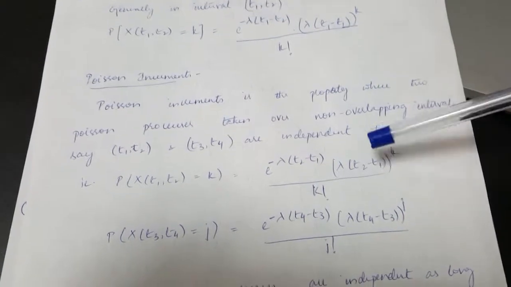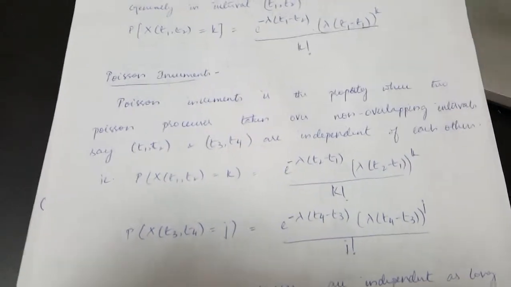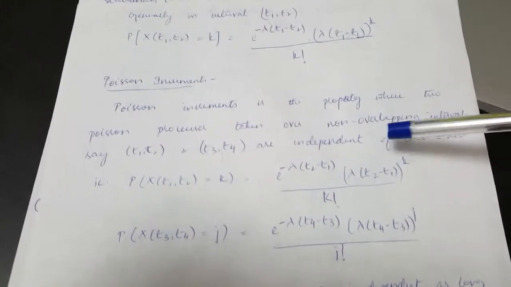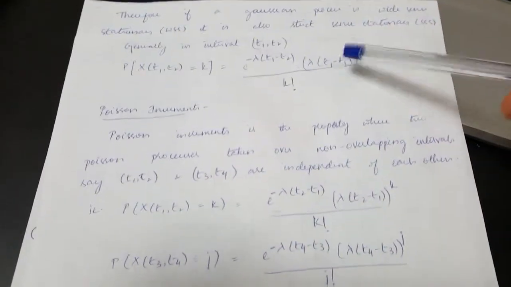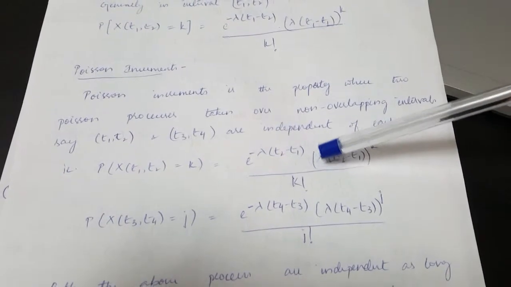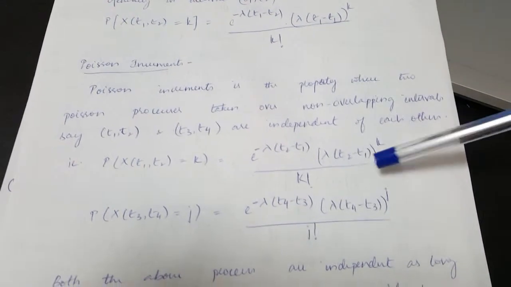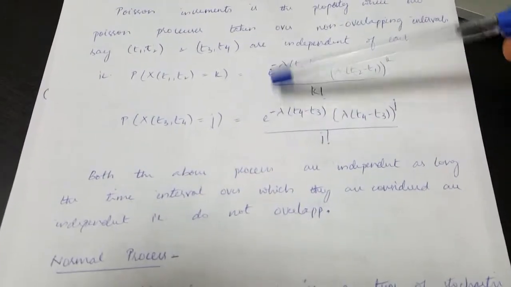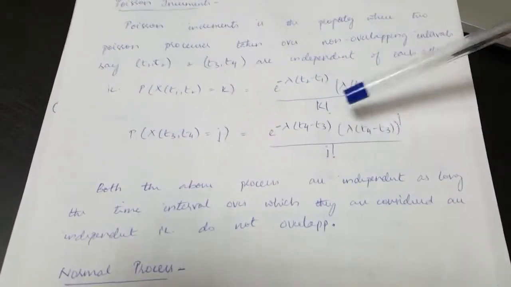And a Poisson increment is nothing but the property of a Poisson process where we take non-overlapping intervals of time. We already discussed it in the first subdivision. So P of X(t1, t2) equal to k is nothing but e power minus lambda (t2 minus t1), times lambda (t2 minus t1) power k, by k factorial. These two processes are independent as long as the time intervals t1 to t2 and t3 to t4 don't overlap.